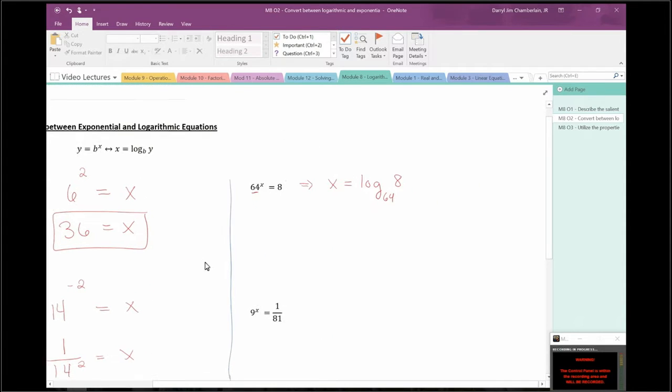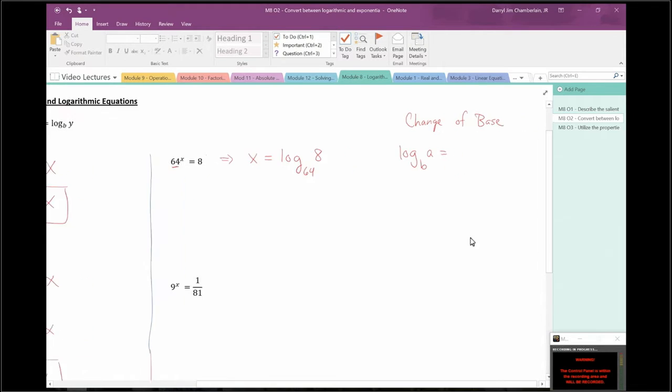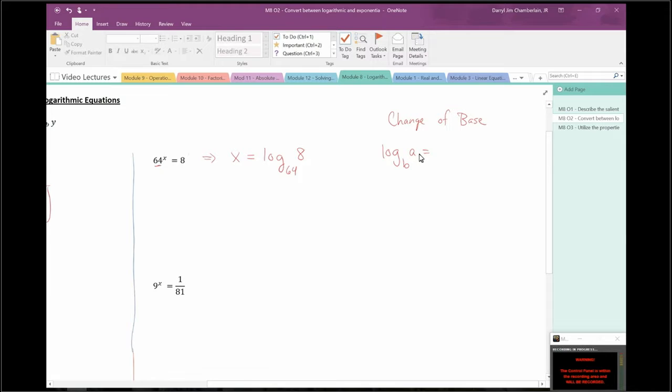Now I promised in the last video that I'd show you how to put this in your calculator. We would use something called the change of base formula. And what that says is, if I have log base b of some number a, I could write that in my calculator as log a over log b. And I could put that in my calculator as ln a over ln b.